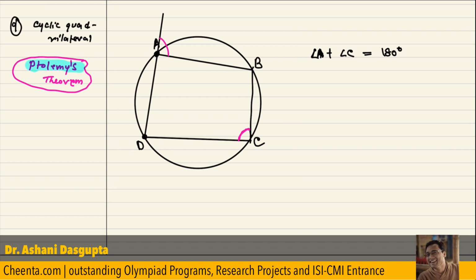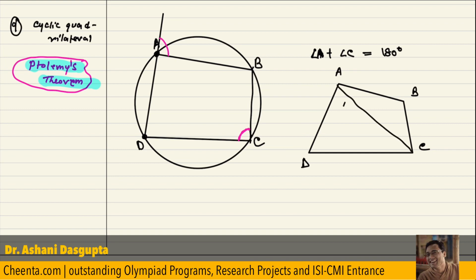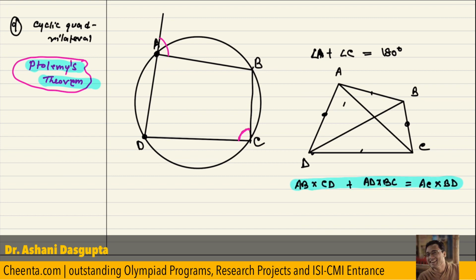There are a variety of ways to prove that a quadrilateral is cyclic. I'll give you one interesting way. It's called the Ptolemy theorem. It basically says that suppose you have a quadrilateral, let's say A, B, C, D, and you join the diagonals of the quadrilateral like so. Then AB times CD, that is the opposite sides multiplied, plus AD times BC, another pair of opposite sides multiplied, if it's equal to AC times BD, then this quadrilateral is cyclic. Cyclic means all the four corners lie on the same circle.